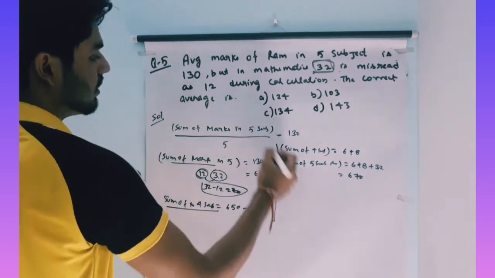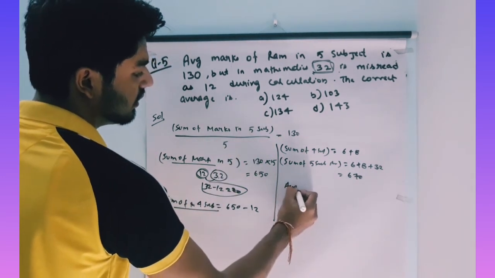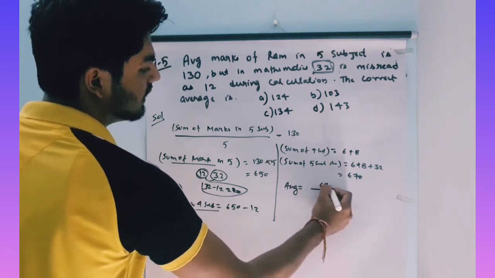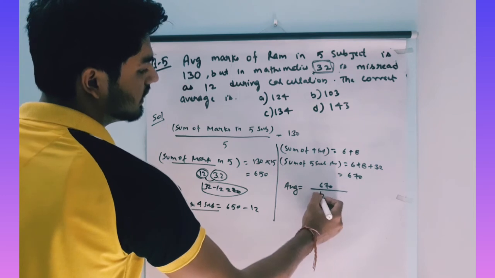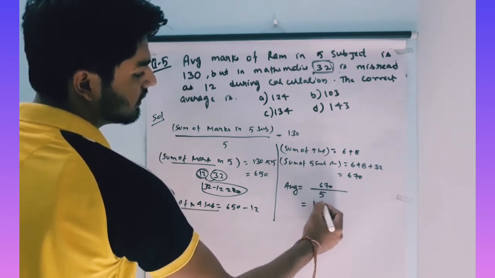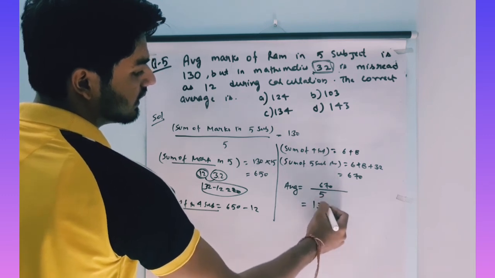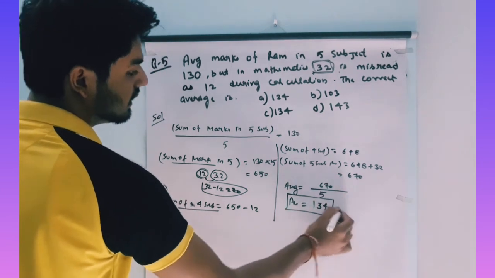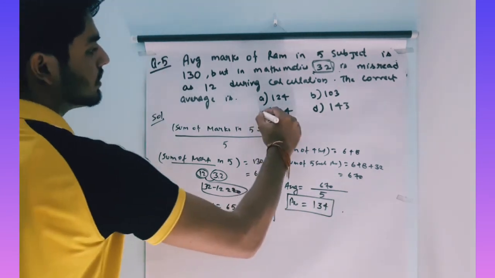Now we have to calculate the average. We know that the average is the sum of marks, which is 670, divided by the total number of subjects, which is 5. So 670 divided by 5, we get 134. So average marks is 134, which is option C.